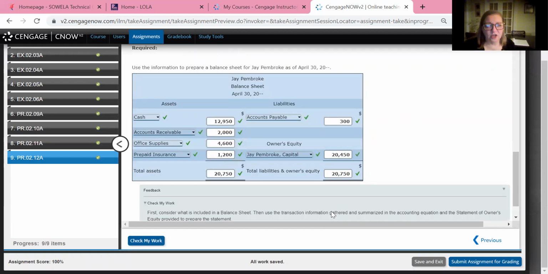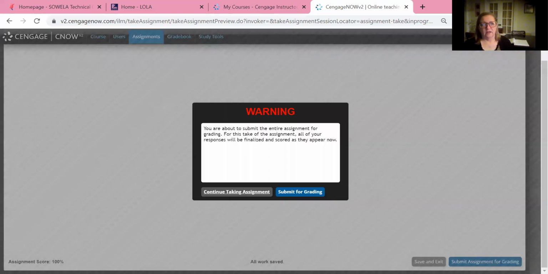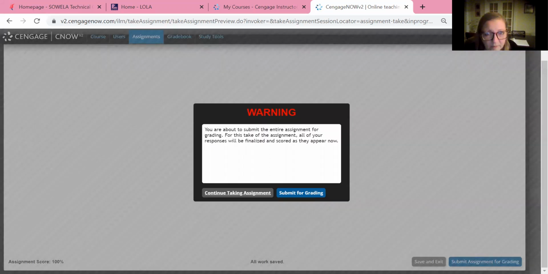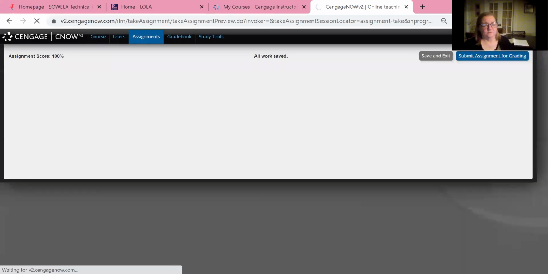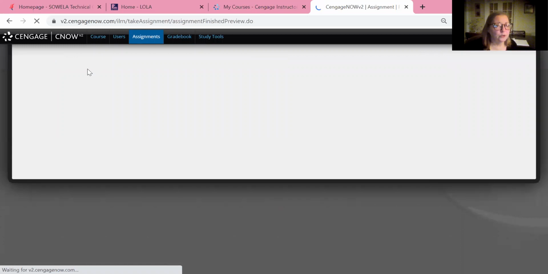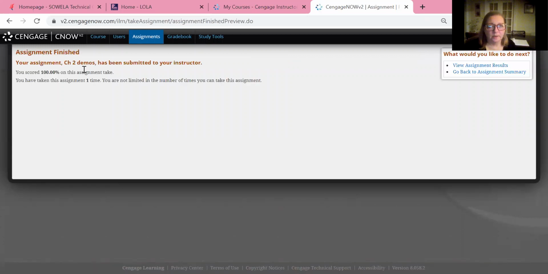Yes, it's got all the check marks. We're so happy. So we don't stop there. We look right down here at the bottom of the page and say, submit assignment for grading. And then you are about to submit the entire assignment, yes, I want to do it. Just do it. And see what I got, 100%. Thank you for helping me. Anyway, so that's it. We just learned a lot of things around the problems that we were working. And so you're ready to do your homework. Go for it.